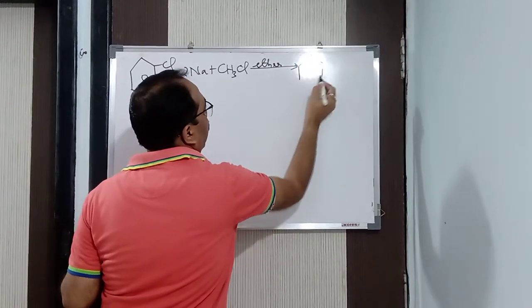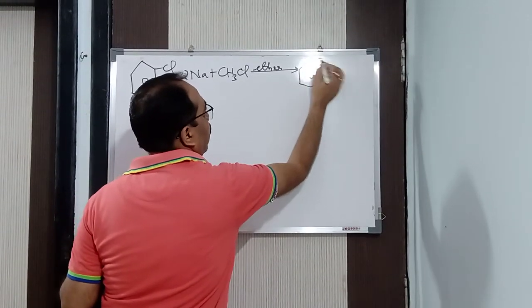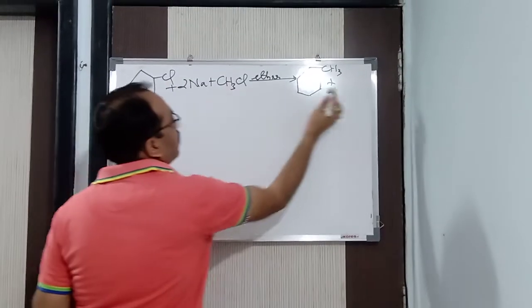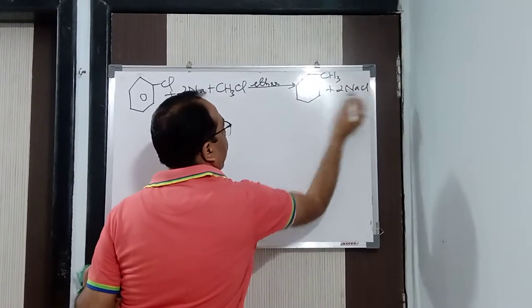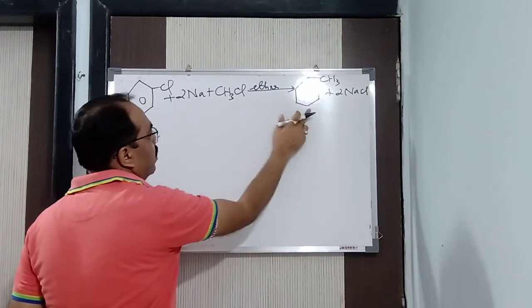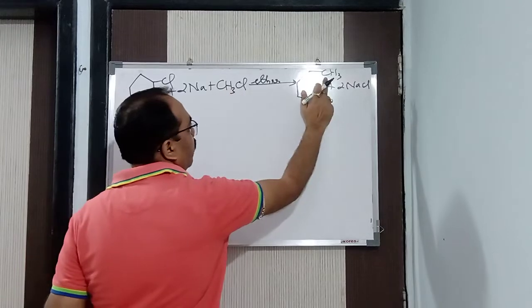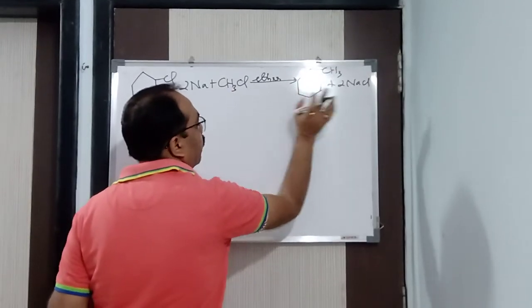What am I going to get? A very important compound here, that is toluene, and 2NaCl. So again it is a conversion, chlorobenzene to toluene, we can say that. Suppose if I take C2H5 here, so you will get what? Benzene ring with C2H5, that is ethyl benzene.